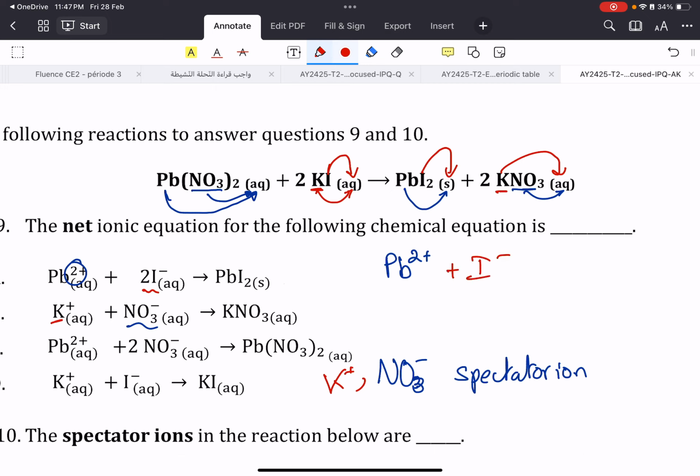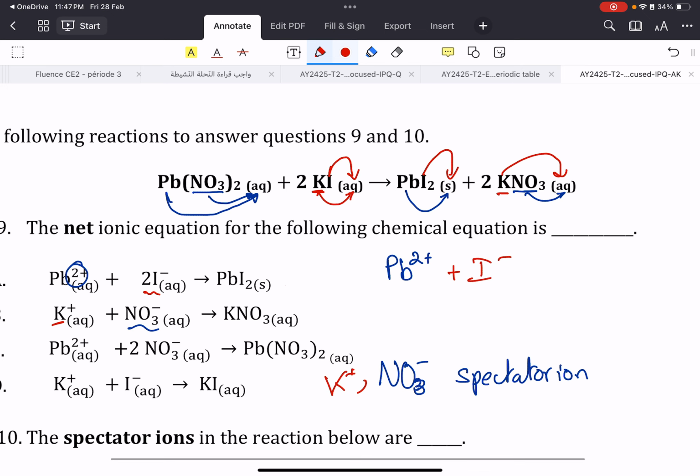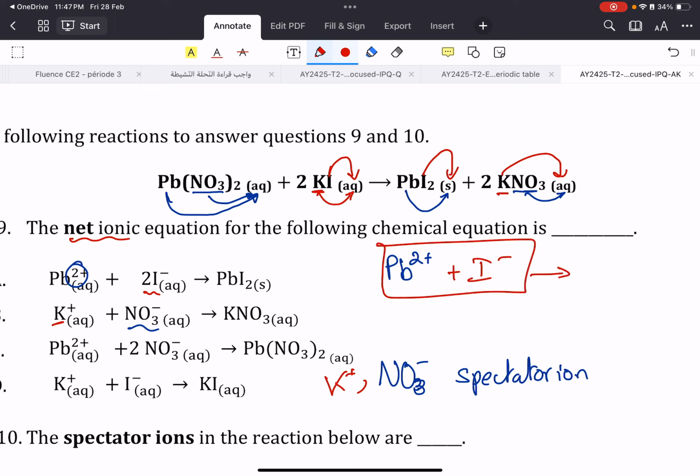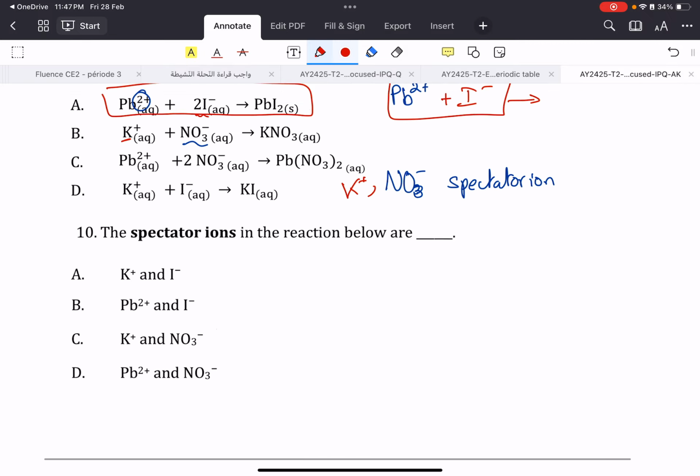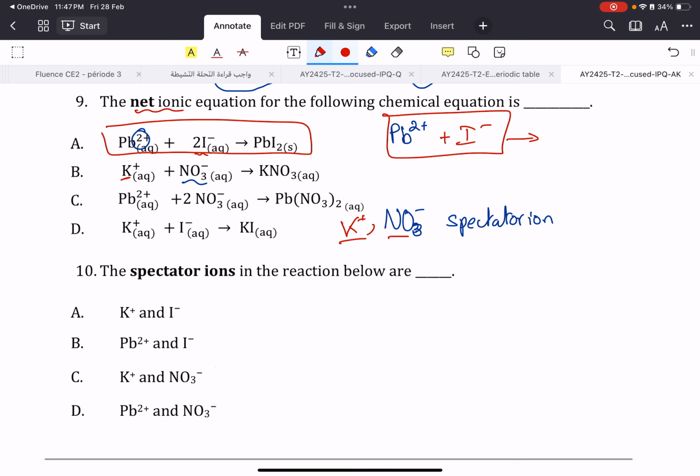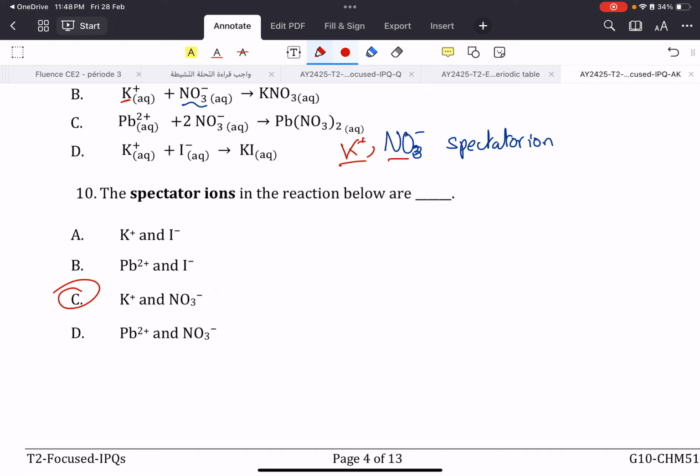is not a spectator. The ions that contribute to the formation of the solid product are the ions that participate in the net ionic equation. And the net ionic equation here will be between these two ions forming the solid precipitate. So the answer is A. And of course, the spectator ions, as mentioned, are K+ and NO3-. The key to solving these questions properly is to compare what happened before and what happened after the reaction.